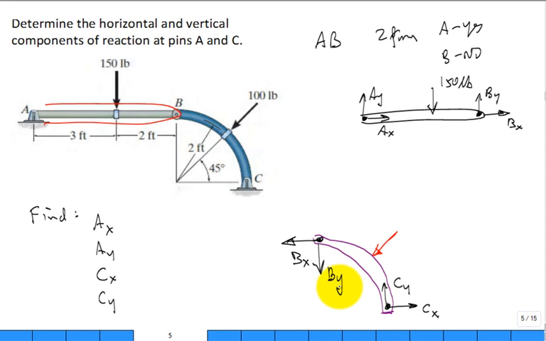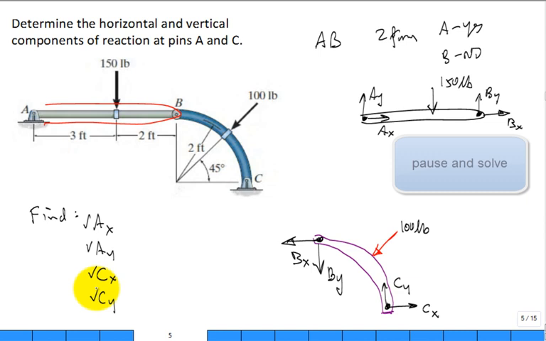Now that we have two free body diagrams, we have our load of 100 pounds. We have our support at CX and CY, or BX, BY, AX, AY. How would we go about solving for those four unknowns? Let me pause, walk around the room, and see how far you can get. And if you can solve for them, box them and show them to me, okay?